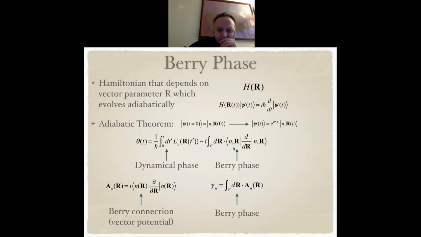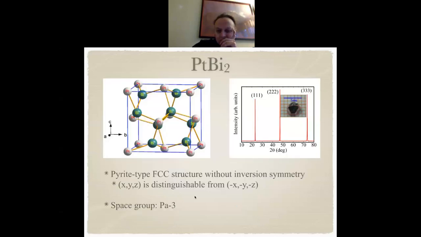And one can define what they call a Berry connection, which is analogous to a magnetic vector potential. And the Berry phase would be the integral of this Berry connection over a closed contour. So that was just a bit of background, and now I'm going to try to get through the rest of the paper.